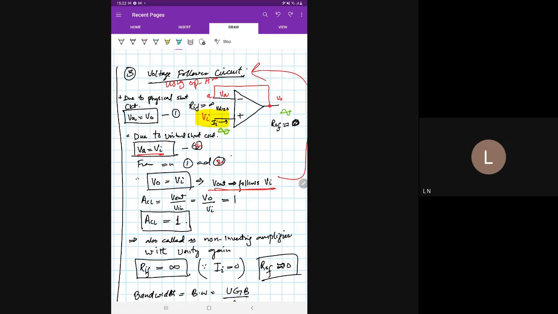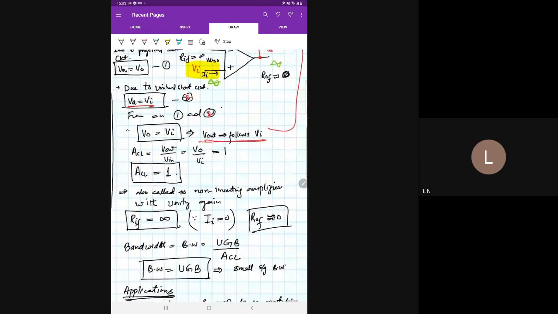So it has closed loop gain equal to unity. Therefore, it is also called a non-inverting amplifier with unity gain. It is a non-inverting amplifier. Why? Because input is applied at the non-inverting terminal. Therefore, this circuit is called a non-inverting amplifier with unity gain.